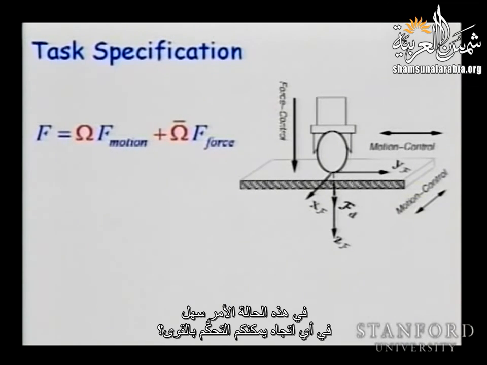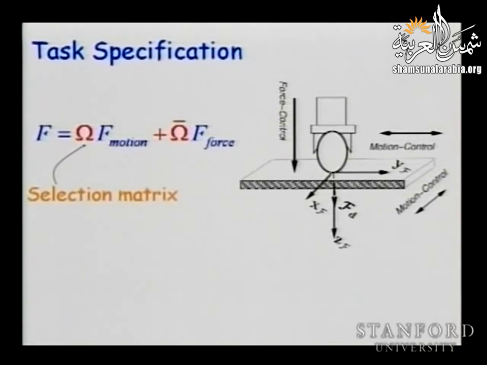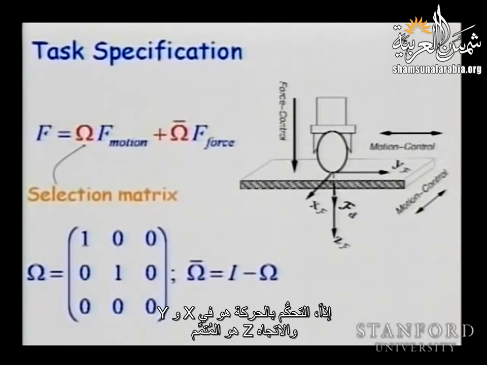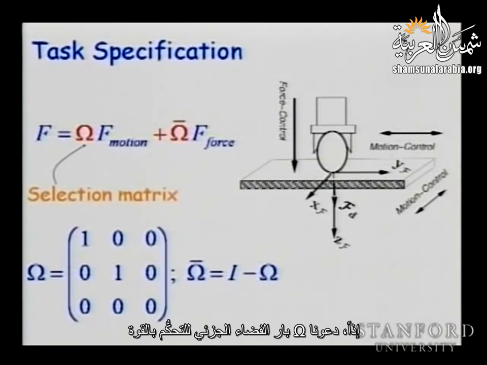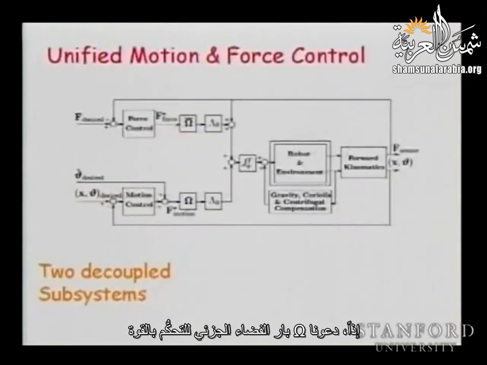And in this case, it's very simple. What directions can you control forces in here? The Z direction. So essentially, the motion control is in X and Y, and the Z direction is the complement. We call omega bar the subspace for force control.